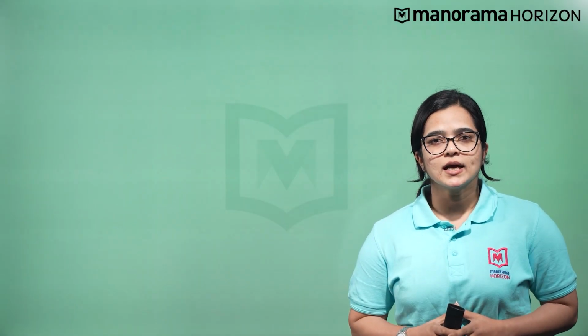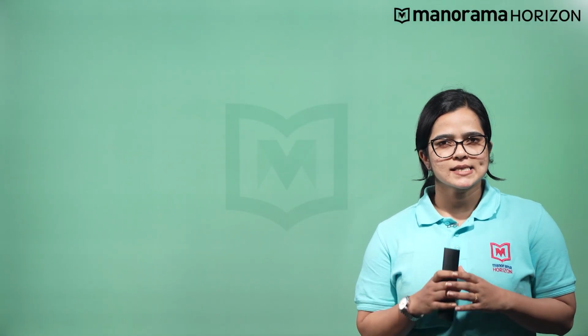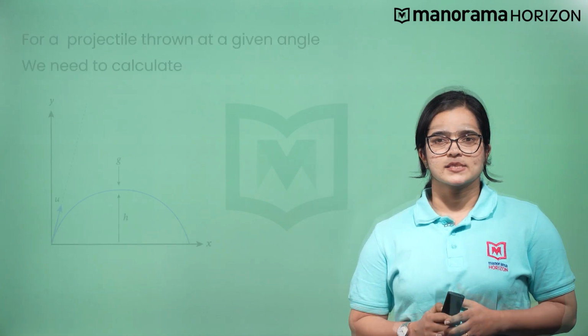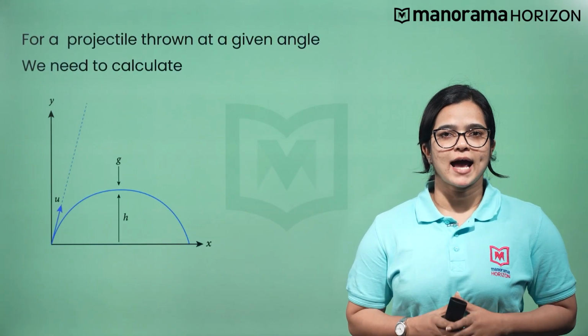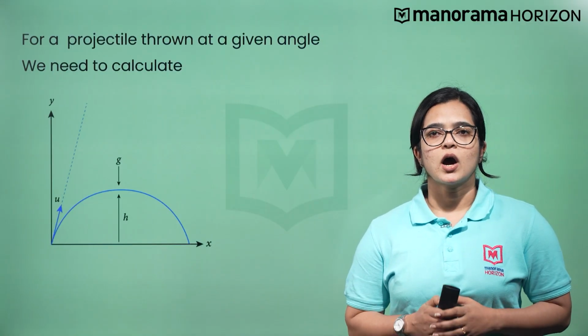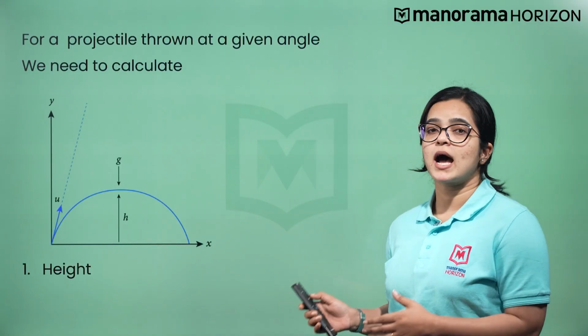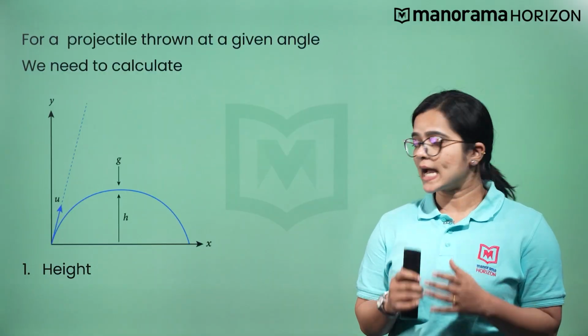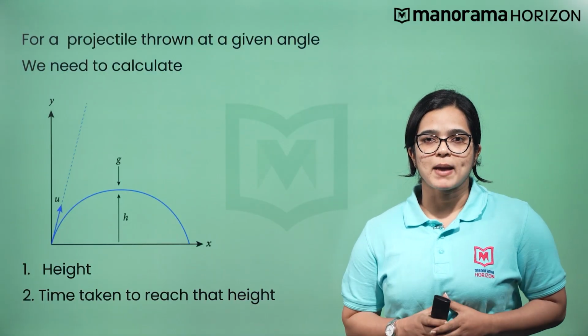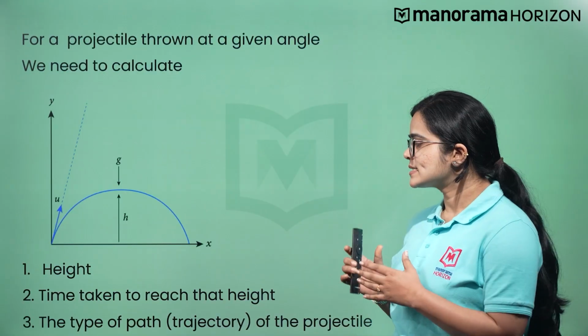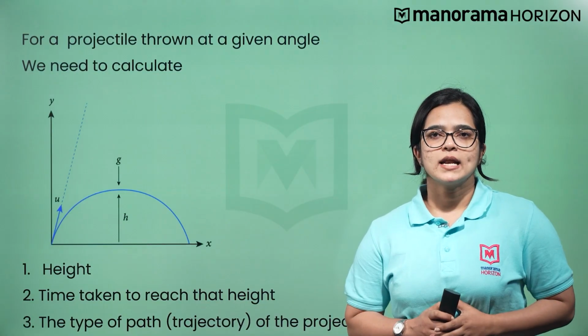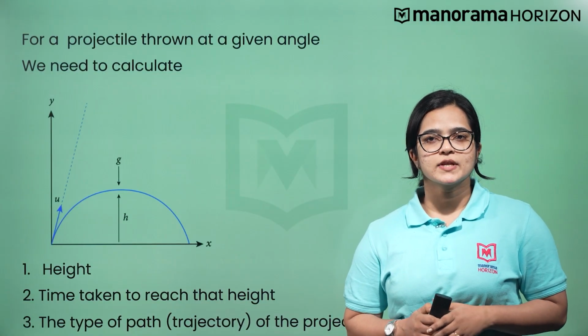We have now learned a glimpse of the projectile. It's time now to learn about its components. For a projectile thrown at a given angle, we should also learn how to calculate the maximum height of the projectile, the time taken to reach that maximum height, and also its trajectory. Now, let's do the math to study the basics of the projectile.